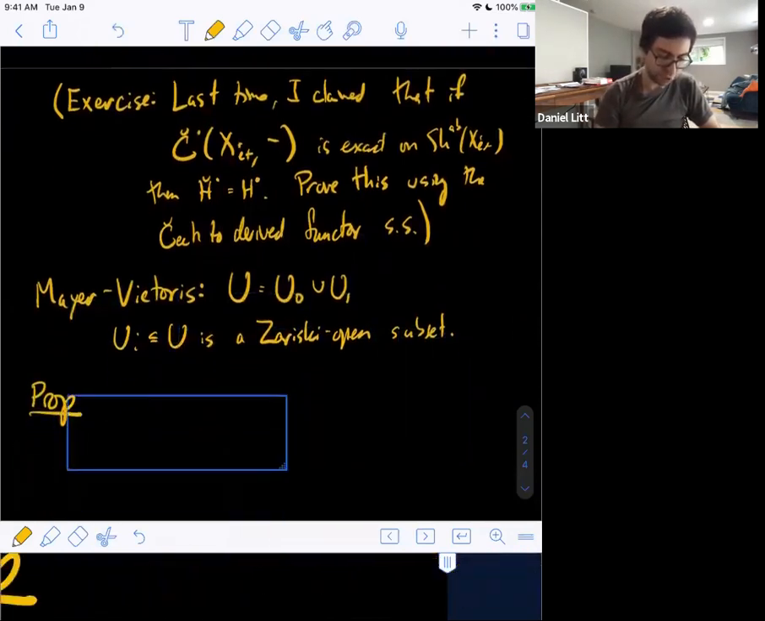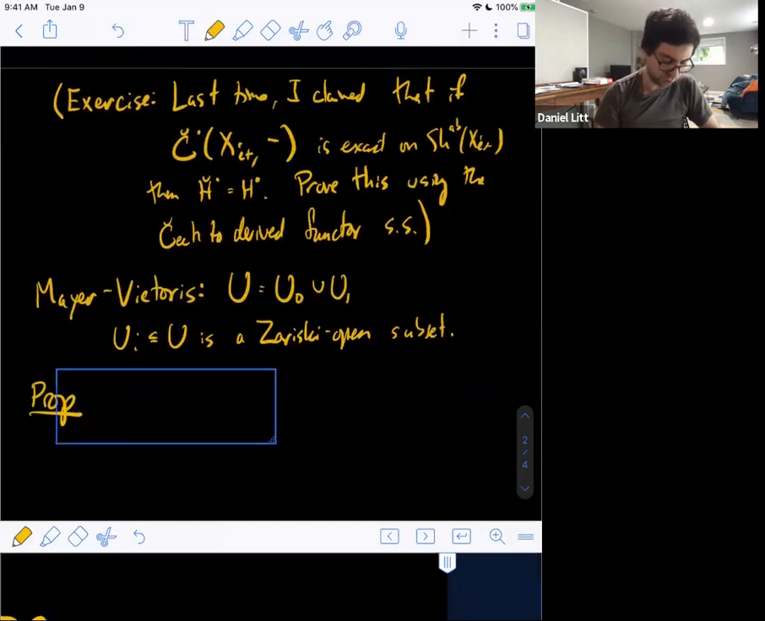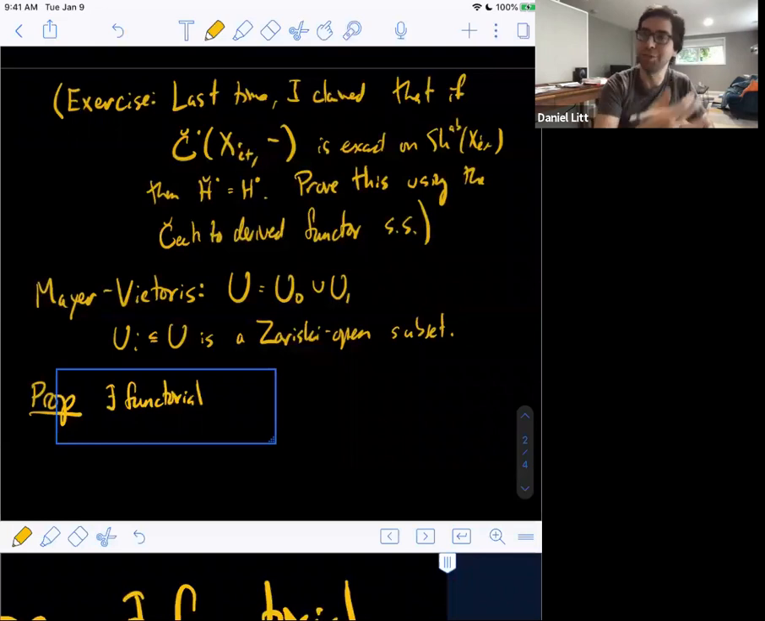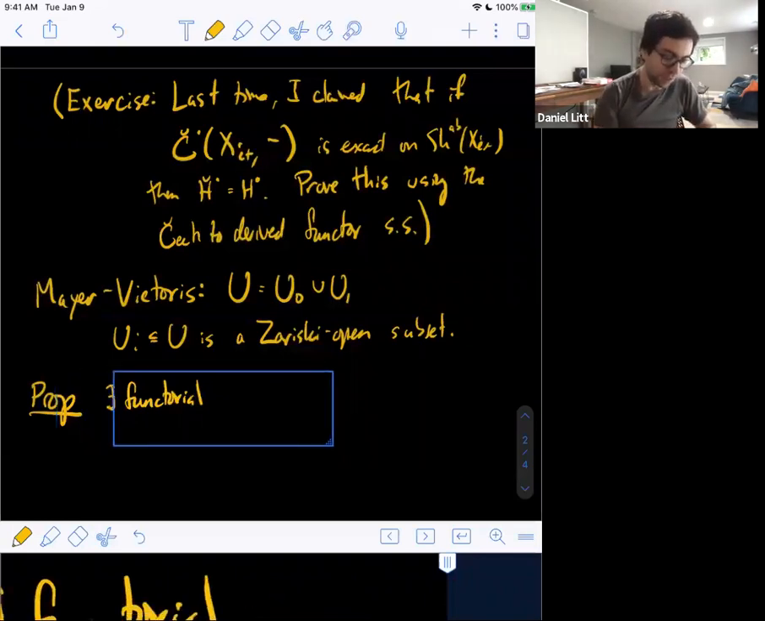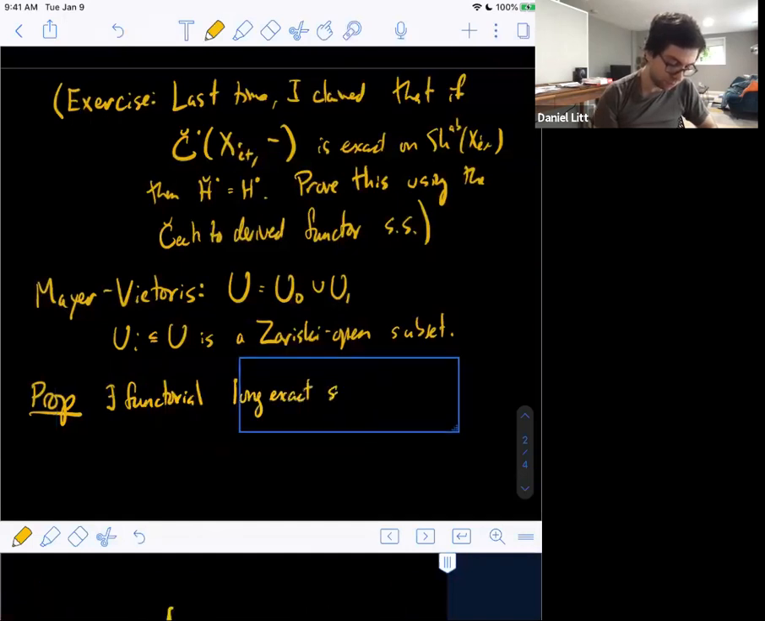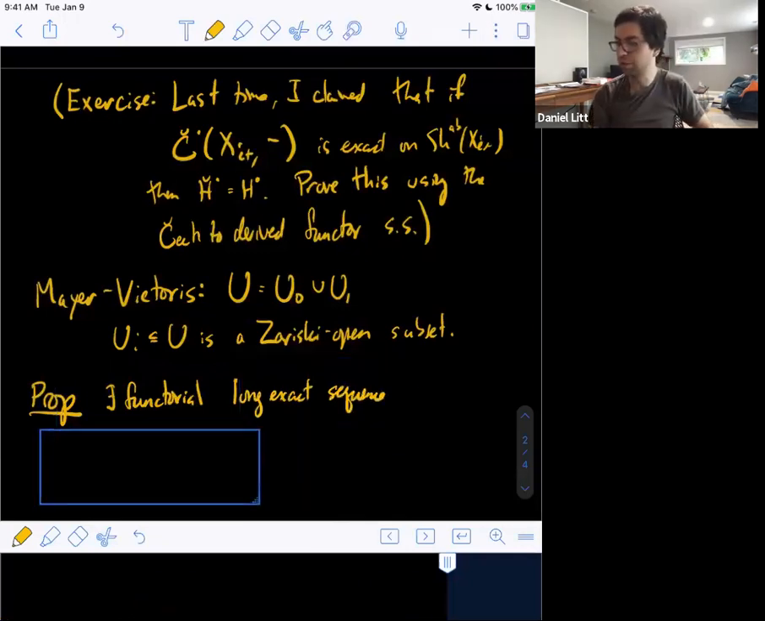Then the proposition is that there's a Mayer-Vietoris long exact sequence, a functorial one. The proposition is more than that it exists. It's that it's given in a particular way, but I'll construct it in the proof. There exists a functorial long exact sequence, and it's exactly what you would expect from topology.